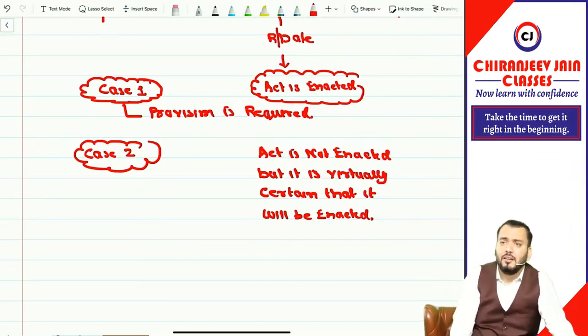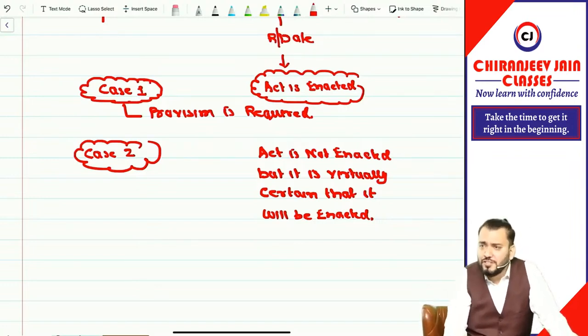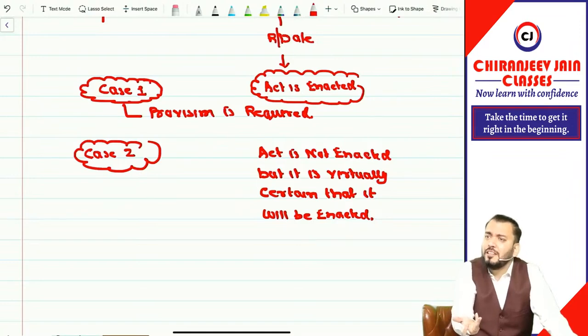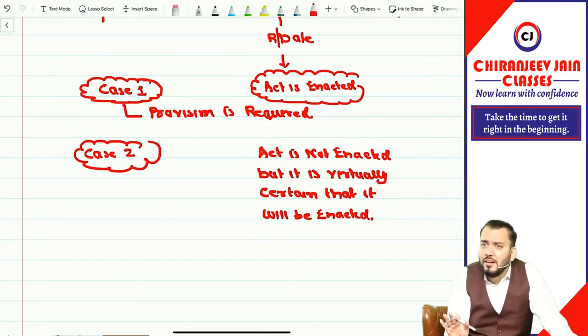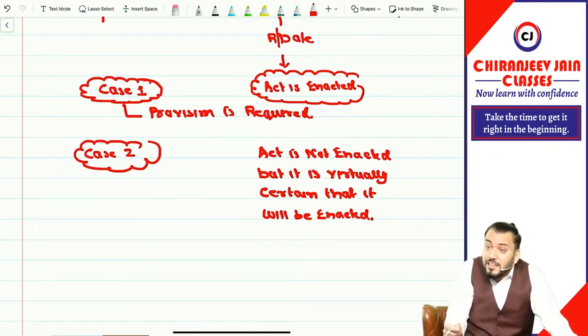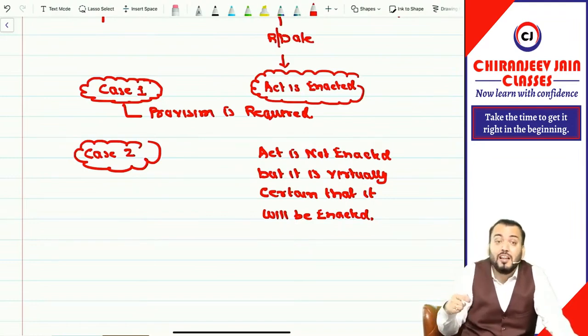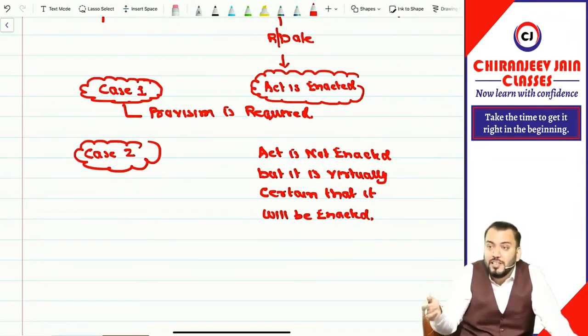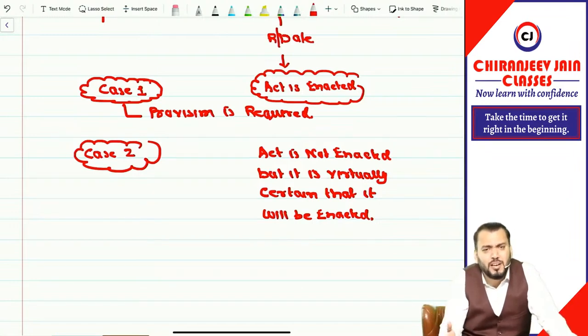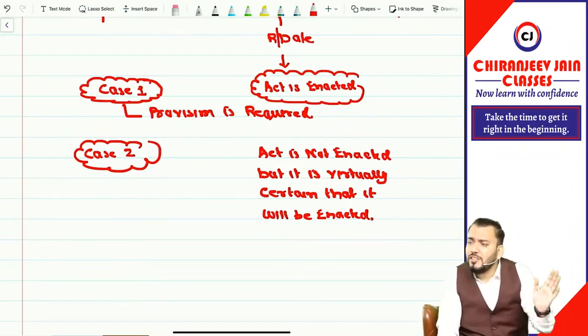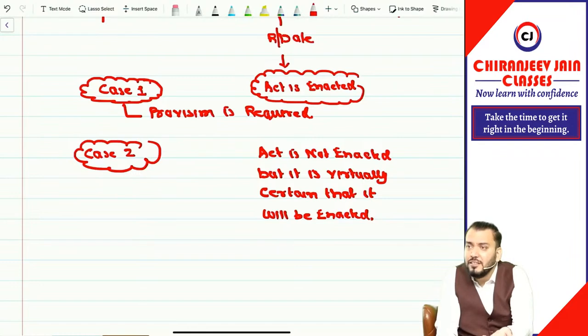Can I say in India, if any bill is passed in both the houses, you have understood? The bill is passed in both the houses, so it is virtually certain that it will be enacted. Can I say the signing of president is only a formality in India? Even though that bill is not signed by president, it is not till now notified in the official gazette of India, but if the bill has been passed in both the houses, so it is virtually certain that it will be enacted. Correct?